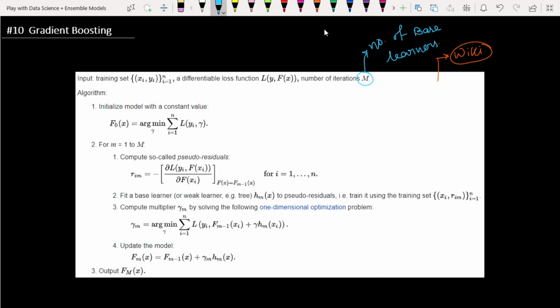The loss function here is L of y, f of x. That's something we have already seen. After some iterations we have to build the model f of x. So this is the simple input. What is our first input? Our first input is the data set, and the second input is the loss function.